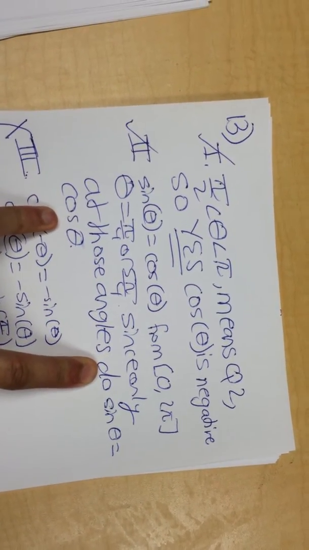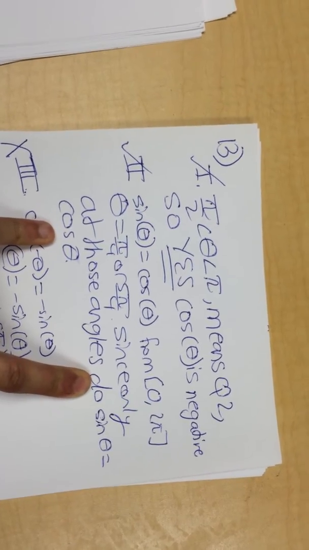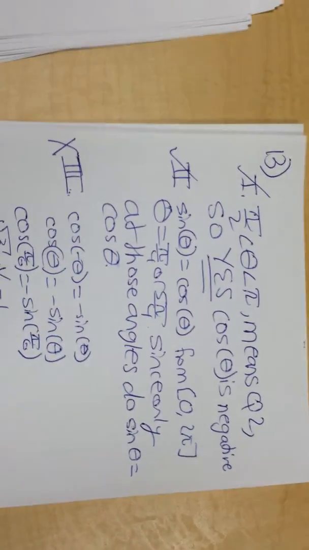It is only at pi over 4 and 5 pi over 4 that sine and cosine have the same value. This can be verified by looking at the unit circle, and it is only at those values that the x and y coordinates are the same.